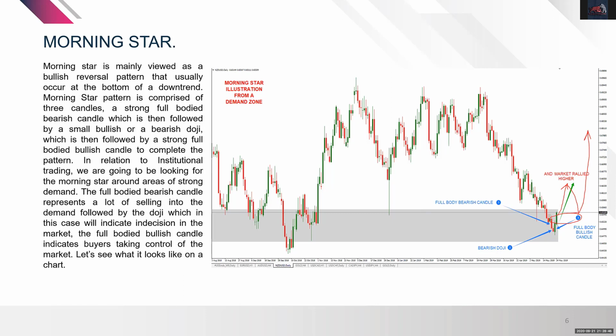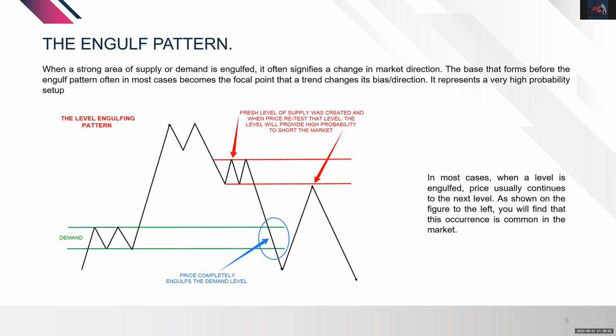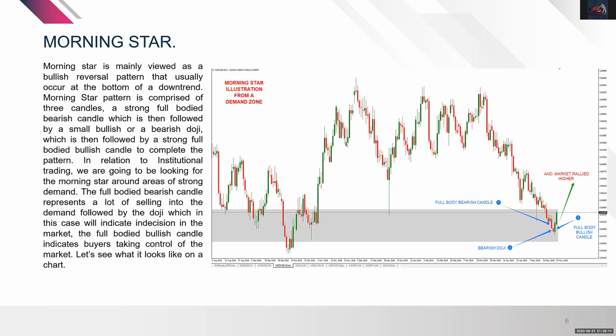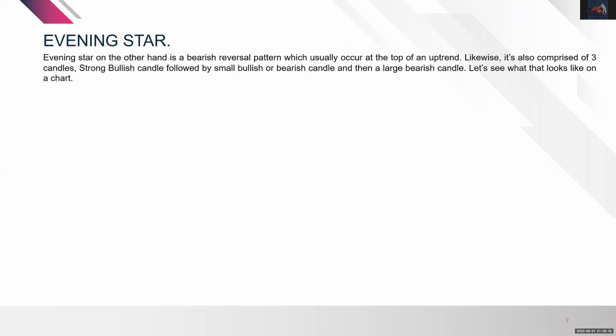Okay. So these two patterns, the engulfing pattern, which I'm going to show you now on the chart, because I've already shown you the morning star and the evening star. I'm going to show you on the chart in a moment what an engulfed supply zone looks like and what an engulfed demand zone looks like. These patterns, the engulfing pattern, the morning and the evening star, are very powerful when they form at a critical area of demand or supply.